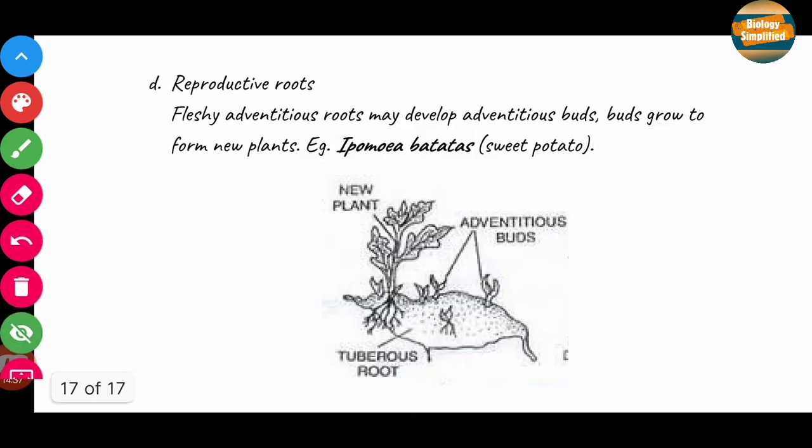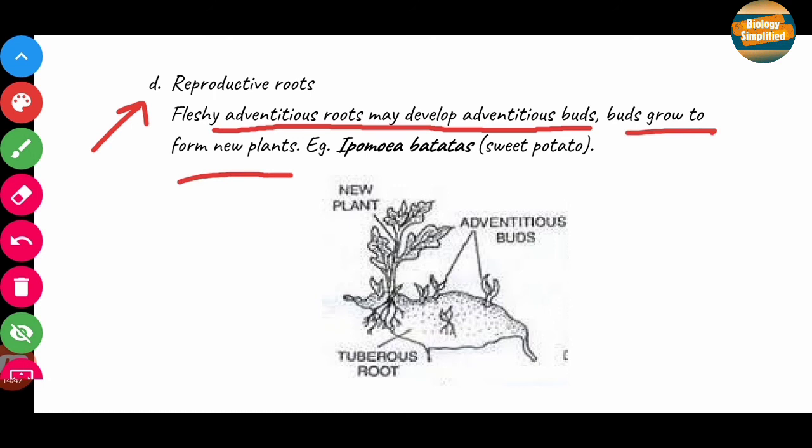Next are the reproductive roots. Fleshy adventitious roots may develop adventitious buds. Buds grow to form new plants. So basically in this case, adventitious roots form certain buds which grow to form new plants. Basically vegetative propagation is taking place here. Example is Ipomoea batatas, sweet potato. Here you can see in this diagram, there is presence of adventitious buds from which new plants have arisen.